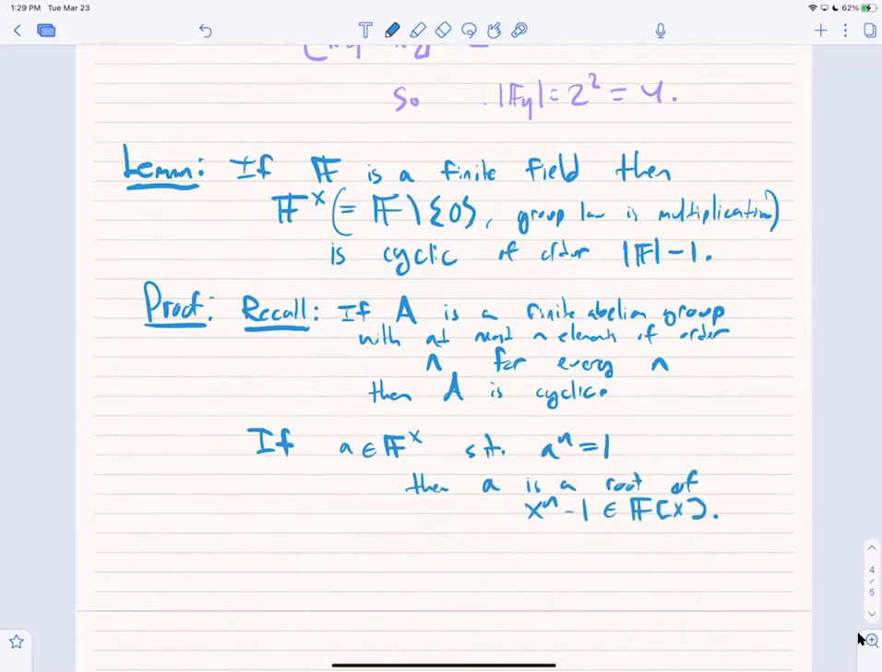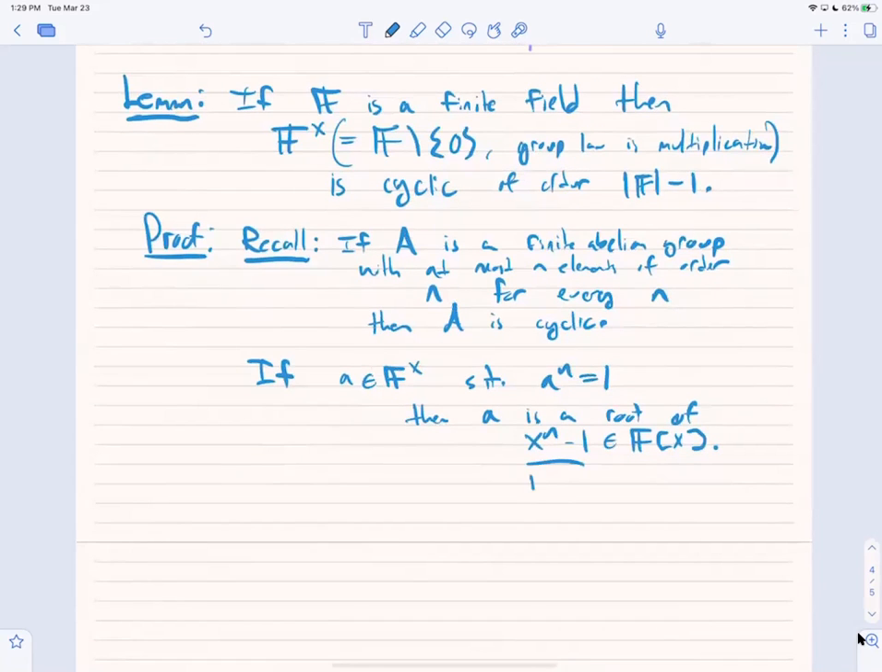In polynomials of coefficients in F. But I mean, this is degree n, so it has at most n roots in F. Well, in particular F cross. I mean, 0 is not a root of this though, so all the roots are going to be in F. Okay, so we're done.